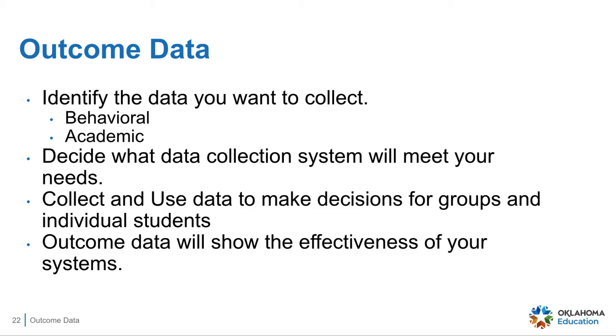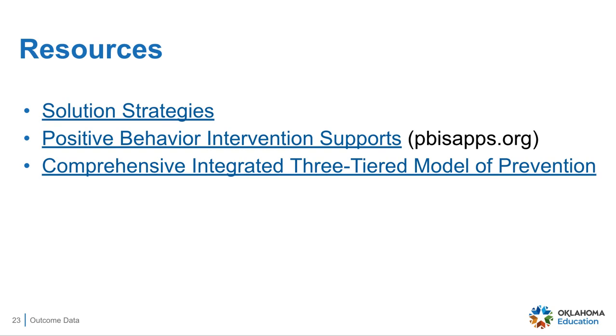When moving forward, begin by looking at the goals of your school climate team and deciding what data you want to collect. Then, select a data collection system that will help your team make decisions for groups and individual students quickly and easily. Outcome data is important because it measures the effectiveness of your programming. Some outcome data will be impacted quickly, and some may take a little longer. But remember, when you are effectively implementing PBIS with fidelity, your outcome data will be impacted. Don't forget to look for the resources below.